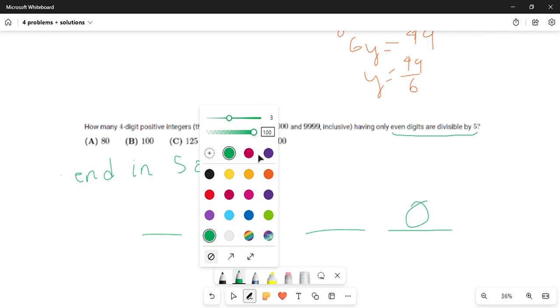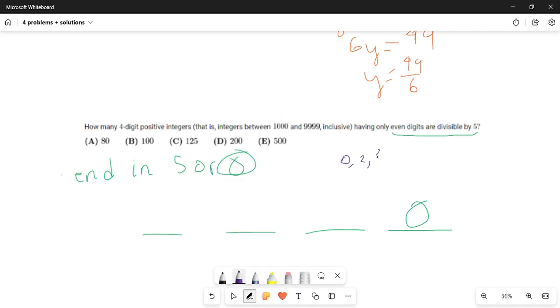So now there's no restrictions on other digits except that it's even: 0, 2, 4, 6, and 8. The first digit has 4 possibilities: 2, 4, 6, and 8, since the first digit can't be 0. The second digit also has 4 possibilities, because there's going to be 4 remaining. The next has 5 possibilities, since there's 5 numbers. And then the last digit would be 5.